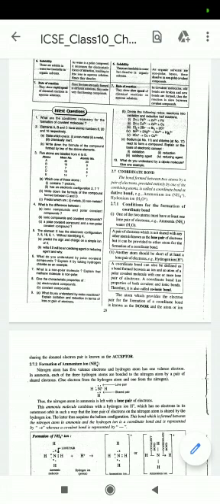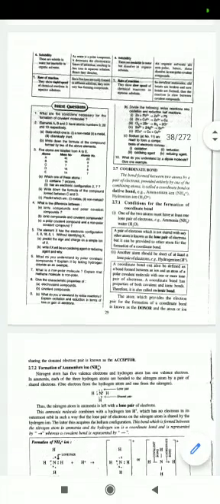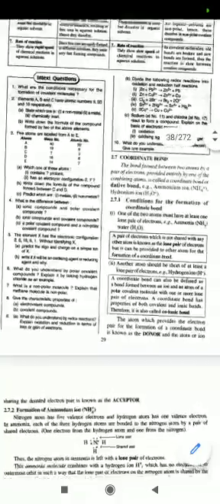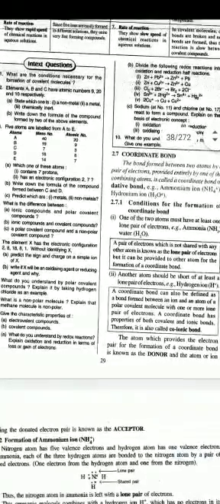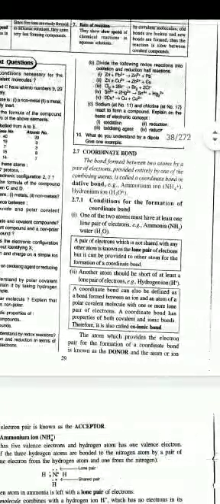Children, we have discussed two types of chemical bonding: ionic bond, by transfer of electrons, and covalent bond, by sharing of electrons. Now, children, here we have a third type of bond, which is called coordinate bond. Children, what do you mean by coordinate bond?